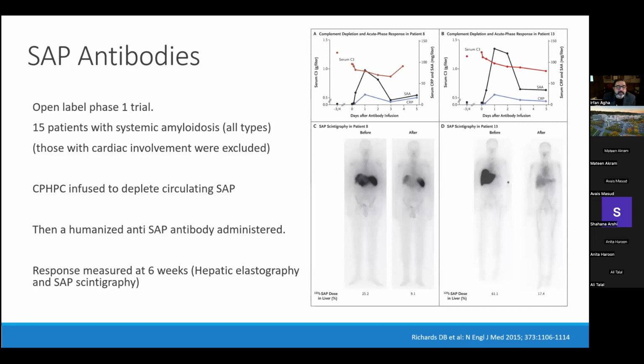And the next step of that was to take it one step further. This is a 15-person phase 1 trial. Everybody got CPHPC. That took away the circulating serum amyloid protein, and then a humanized anti-SAP antibody was administered, and a response was checked at 6 weeks. So this is AA amyloid. You can look at the before and after pictures of these patients that the amyloid scanning shows, the SAP scanning shows that the amyloid burden has decreased.